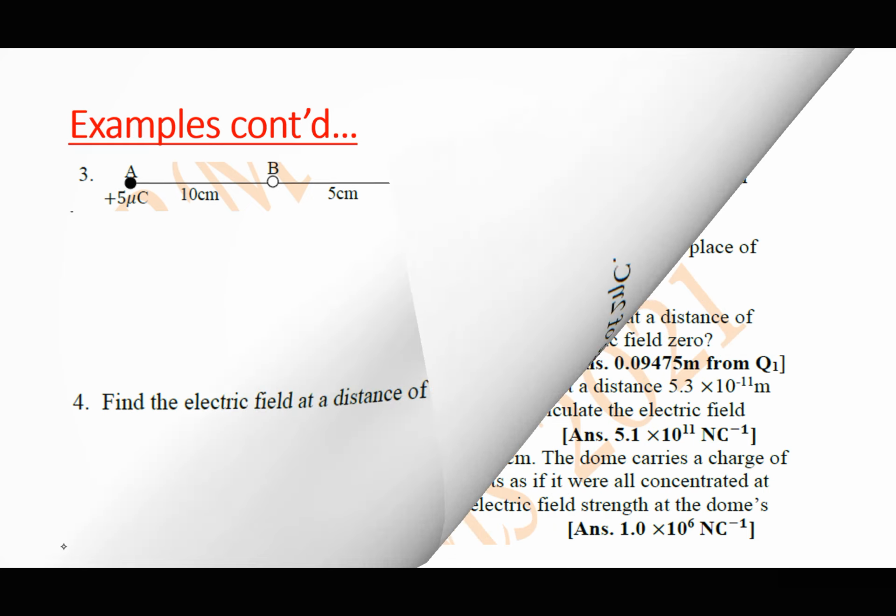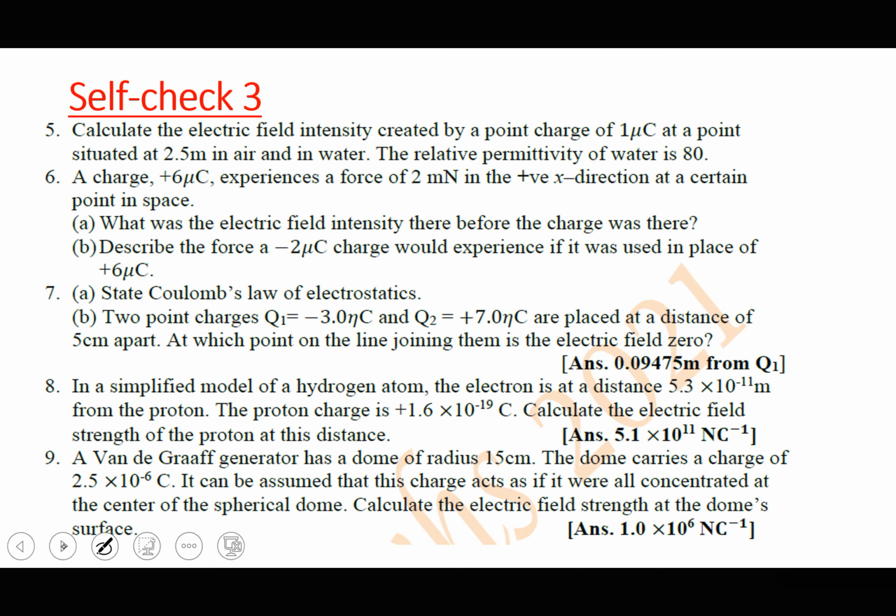Self-check number 3. Calculate the electric field intensity created by a point charge of 1 microcoulomb at a point situated 2 meters in air and in water. So we have two questions in one. You first calculate in air, then you calculate in water, where the relative permittivity in water is 80.